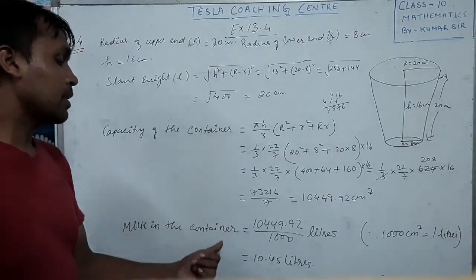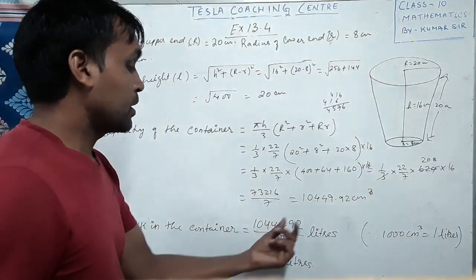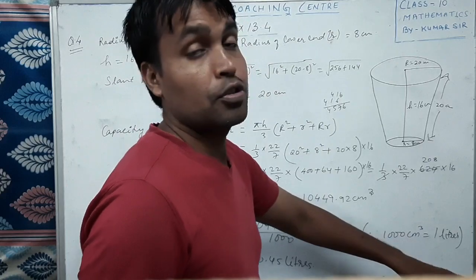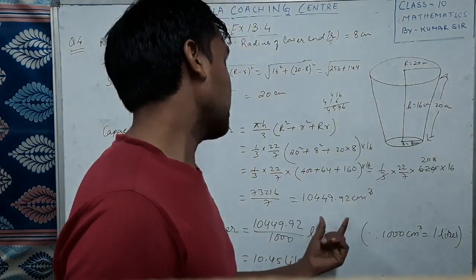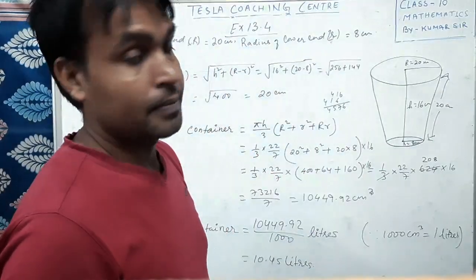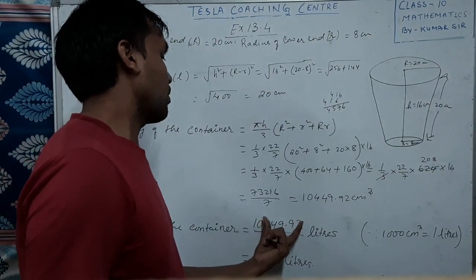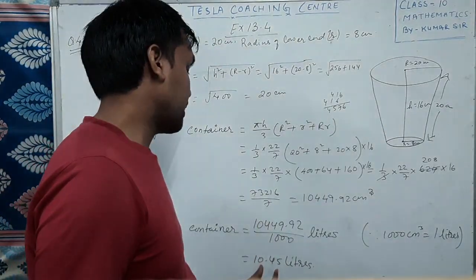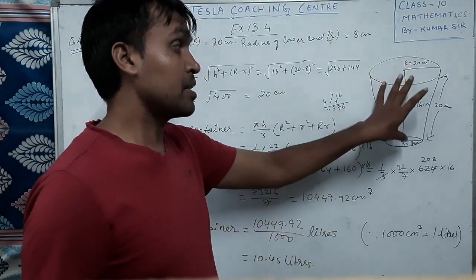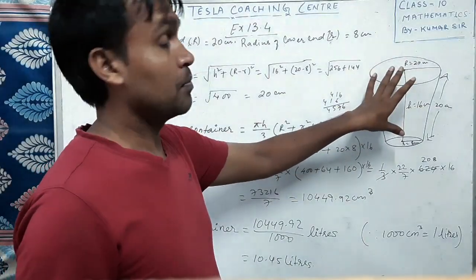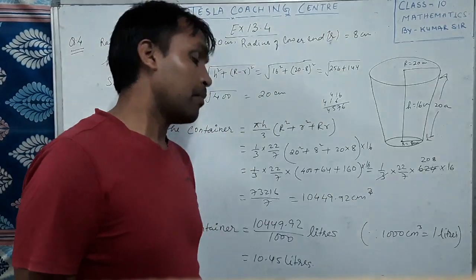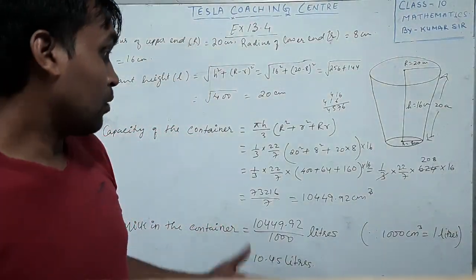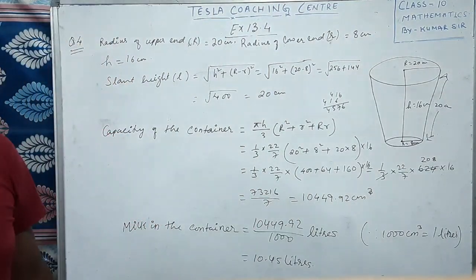Now the milk in the container equals, see, this is in centimeter cube, and we know very well that 1000 centimeter cube is equal to 1 liter. So we are going to convert to liters. This centimeter cube you will divide by 1000, so you will get 10.45 liters. That means the amount of milk in this container is about 10.5 liters, okay. Now first we take it down, then we will proceed further in the question.